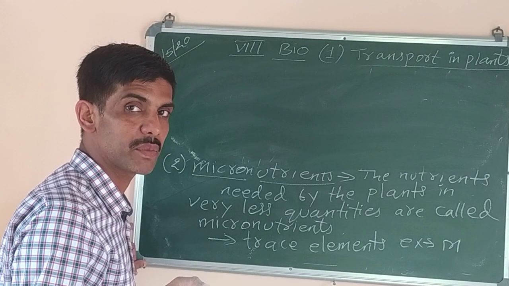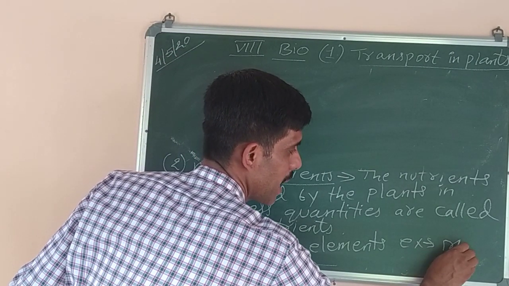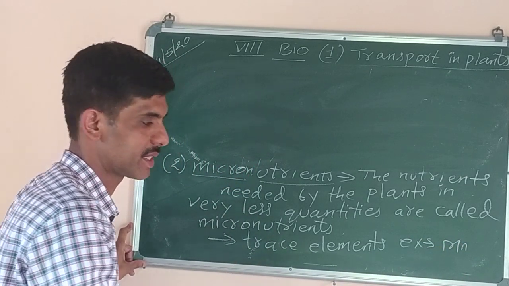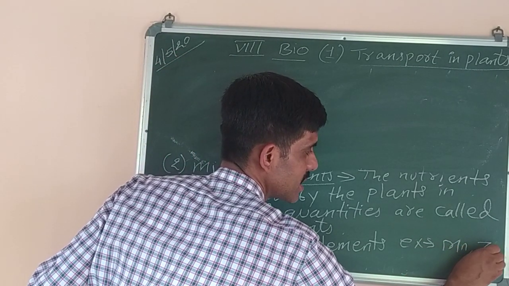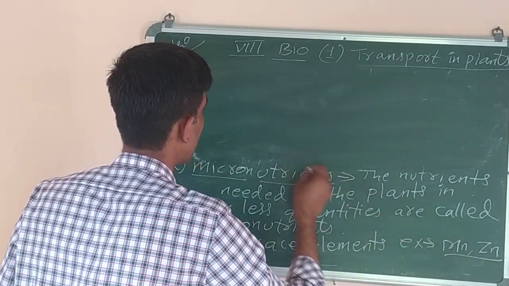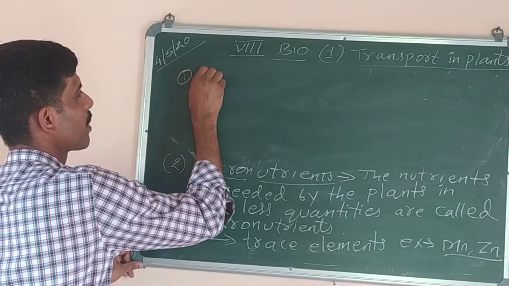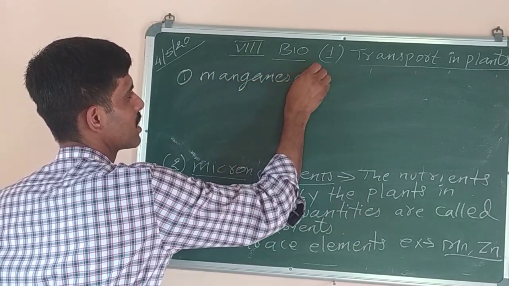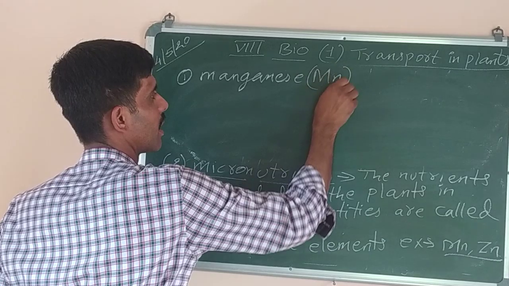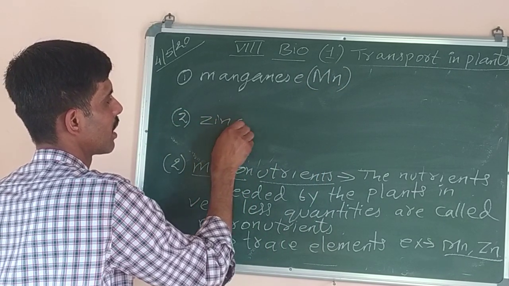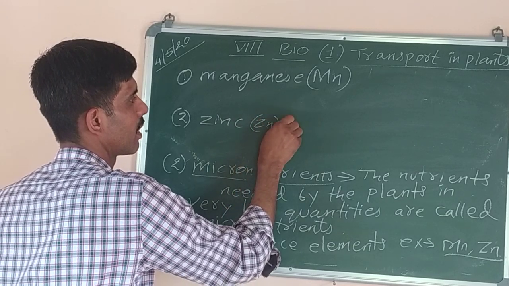The symbol of magnesium is Mg, but now it is capital M small n. This one stands for manganese. And the second one is Zn, that is zinc. Manganese and zinc. If you want I can write it here. First one, manganese. The symbol is Mn. The second one is zinc. Symbol is Zn.